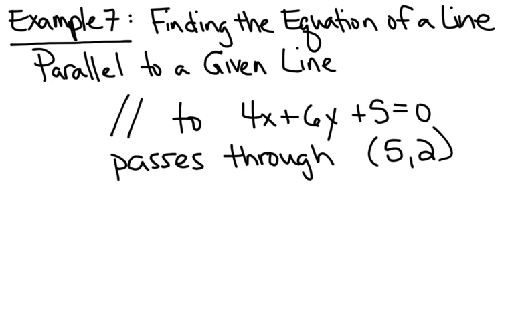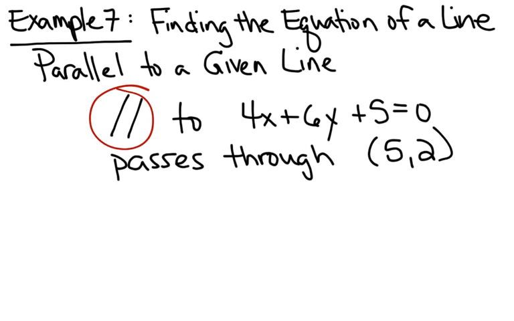So in example 7, let's find the equation of a line parallel to a given line. This is the symbol for parallel lines. I like to use symbols for things when I can, so note that that means parallel lines. I want to find the equation of a line that's parallel to 4x plus 6y plus 5 equals 0, but it passes through the point (5, 2).